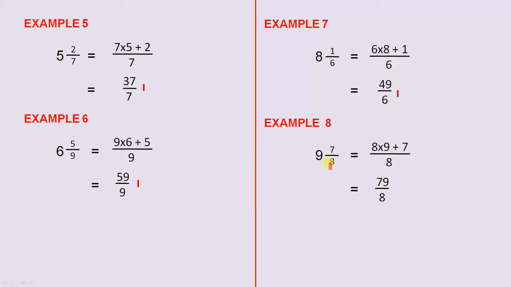And finally, 9 7/8. 8 9s are 72, plus 7, divided by 8. 8 9s are 72, plus 7 is 79, divided by 8. So if you follow those rules, and you know your tables well, this process is very, very straightforward.